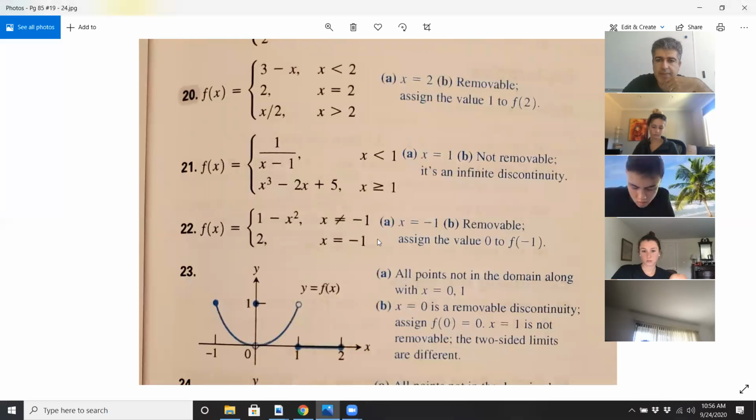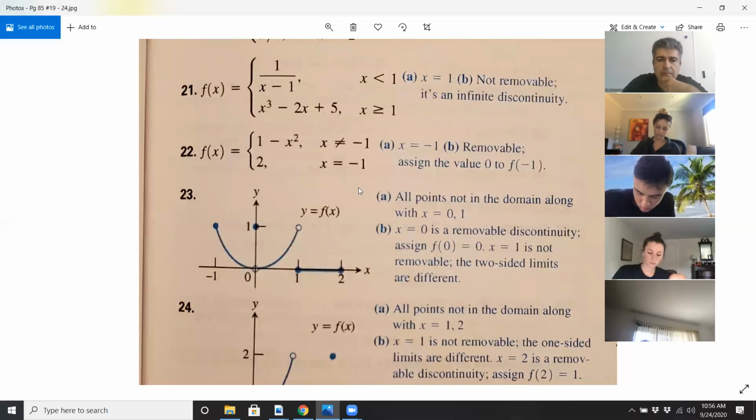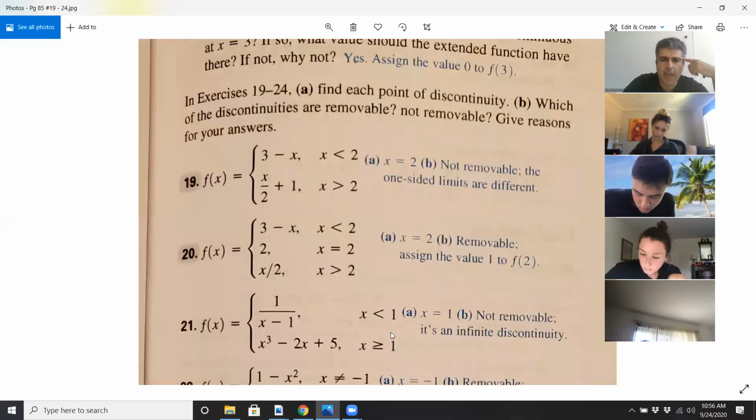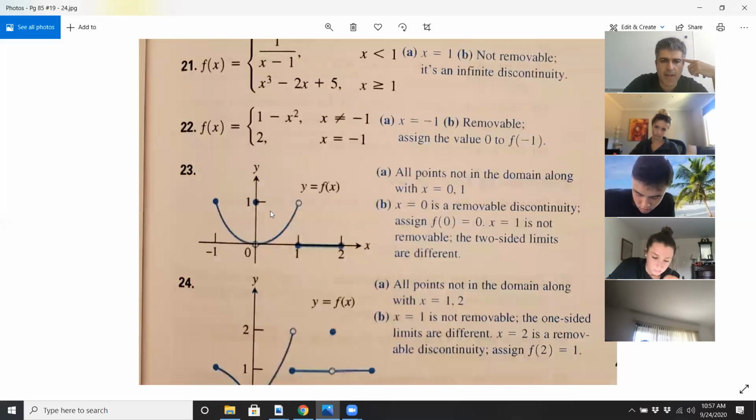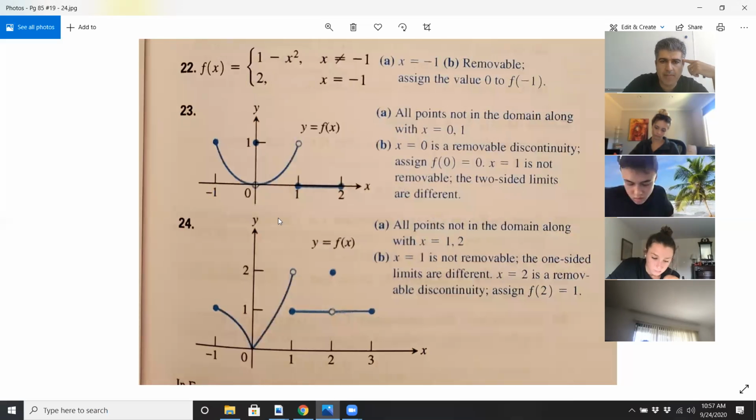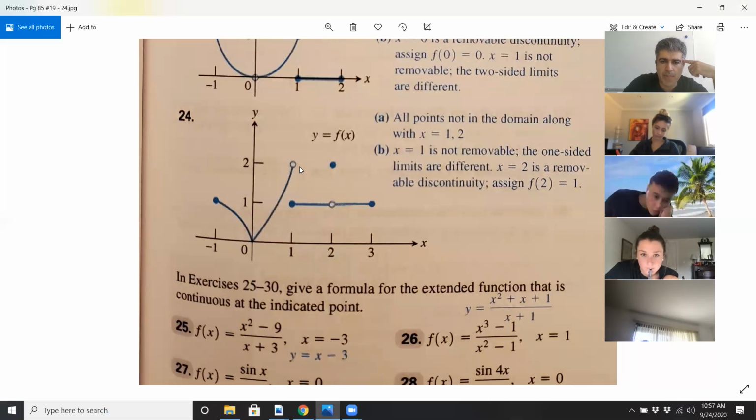21, that's an infinite discontinuity because of the vertical asymptote here on the left side. For 22, it is removable. f of negative 1 is 2, but the left and right-hand limits here are going to be 0. In order to make it continuous, you'd have to make that a 0 over here instead. For 23, obviously it's not continuous at 0 and 1. Definitely removable here, but it's a jump at 1. 24 removable at 2, but a jump at 1 again.